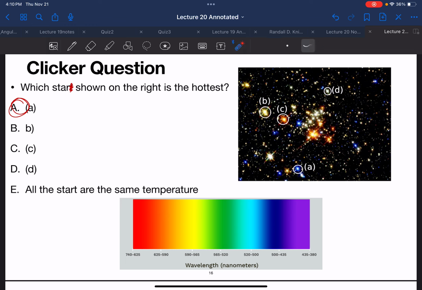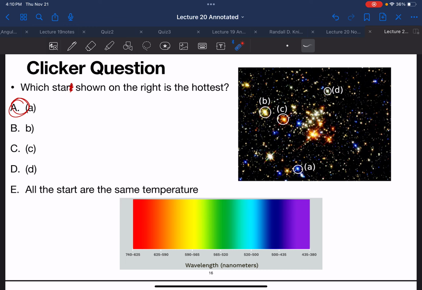So we have a few different options. We have this star circled A, looks bluish. This star circled B looks yellowish. This one, C, looks orangish red. And then D here looks yellowish white.